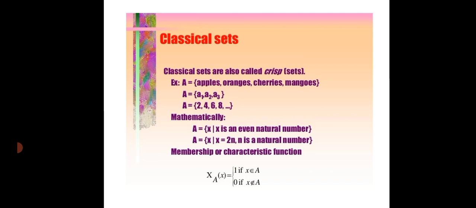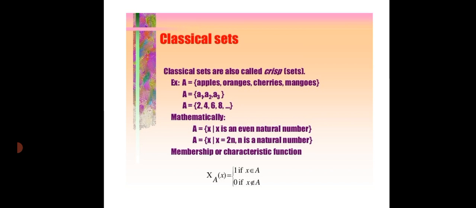So mathematically, how can we express this set? A equals x such that x is an even number, and A equals x such that x equals 2n, where n is a natural number. Likewise we can define it mathematically.